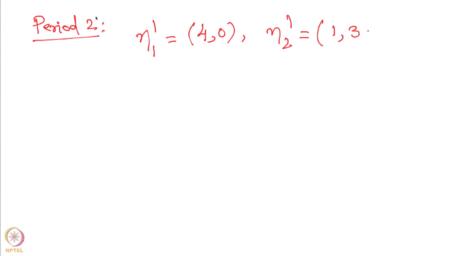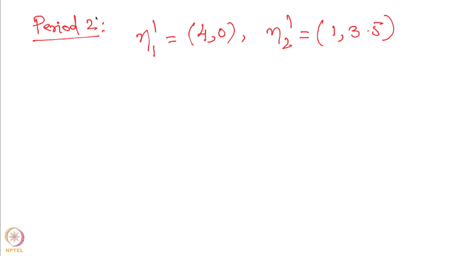So in period 2, now the beliefs are updated. So eta_1^1 now becomes (4, 0), and eta_2^1 is going to be (1, 3.5). Basically eta_1^1 tells you how many times he thinks L is played and how many times R is played. And similarly, eta_2^1 is telling you how many times U is played and D is played. So those counts are increasing.